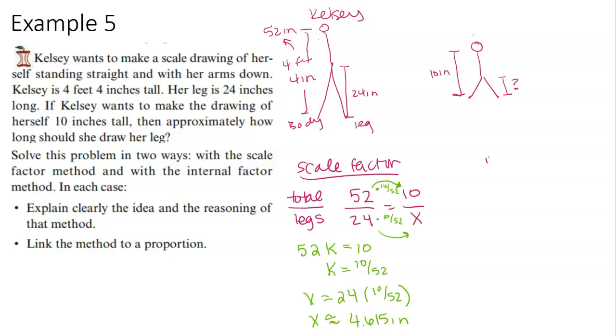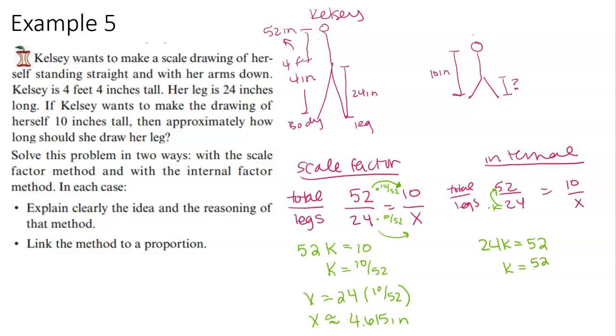All right, let's look at the internal. So I'm still going to do total to legs. So that's 52 to 24 is equal to 10 over x. And now I'm going to go maybe up, right? Times what? We'll call this k again. 24 times k is equal to 52. So k is equal to 52 over 24. So that is how much we have to multiply this guy by. So this was times 52 over 24.